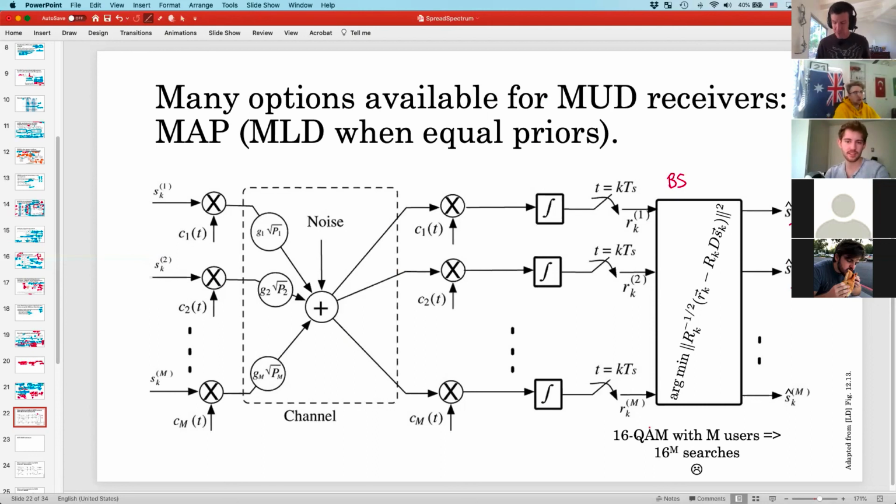And here, if you're doing 16 QAM, then it would be 16 to the m. But I think we started with the assumption that everyone's using equal energy symbols, and so that's why I used 4 QAM on the last slide. The same idea holds if you do 16 QAM. It's just it gets out of hand even quicker.